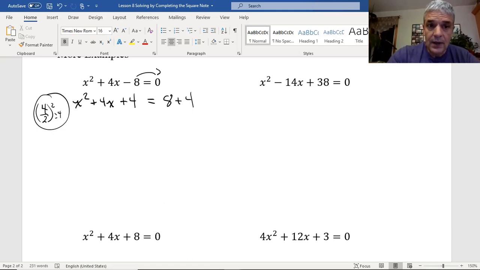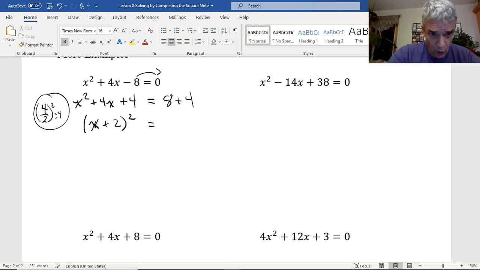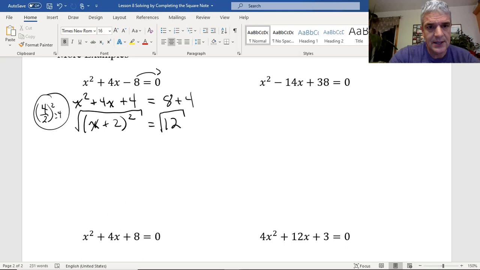Now, this here is giving me a perfect square. Factors of 4 that add to 4, 2 and 2. So I write x plus 2 squared, okay? It is a perfect square. And that's the whole purpose of doing this, is to get a perfect square right here. This equals 12. And now I'm in a situation where I can take the square root of both sides.